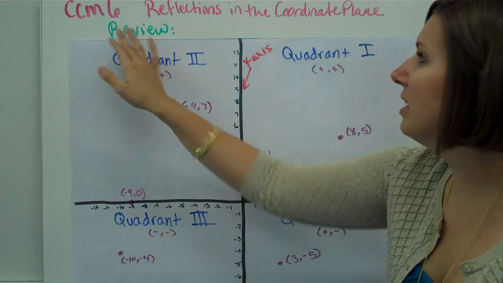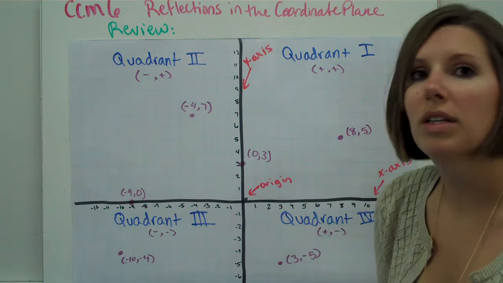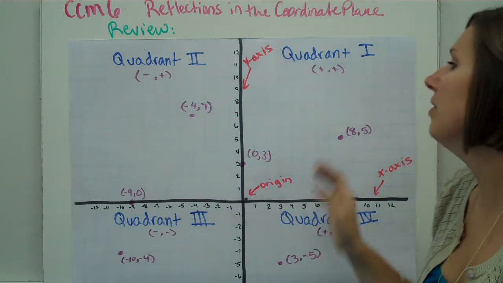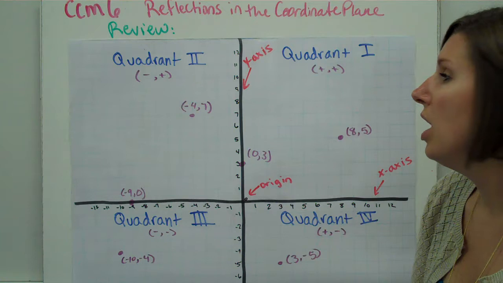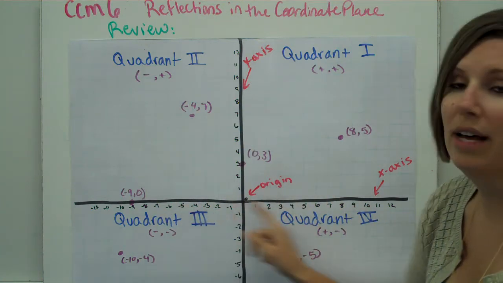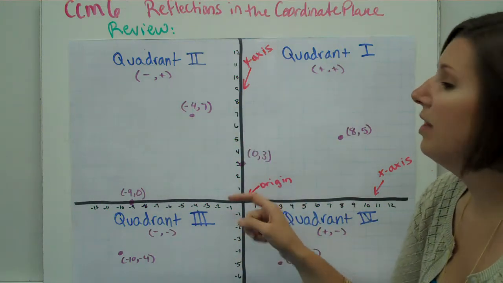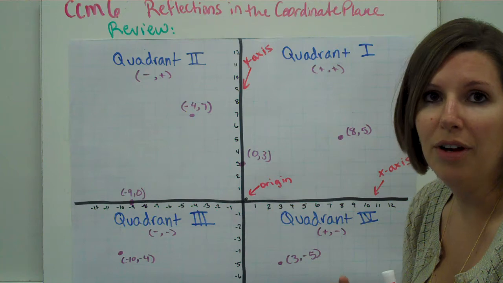Today we're talking about CCM6, reflections in the coordinate plane. Let's review a little bit about the coordinate plane and some vocabulary words that are important. So as you see here, I've got my x-axis going left and right and my y-axis going up and down. They're like two number lines put together.